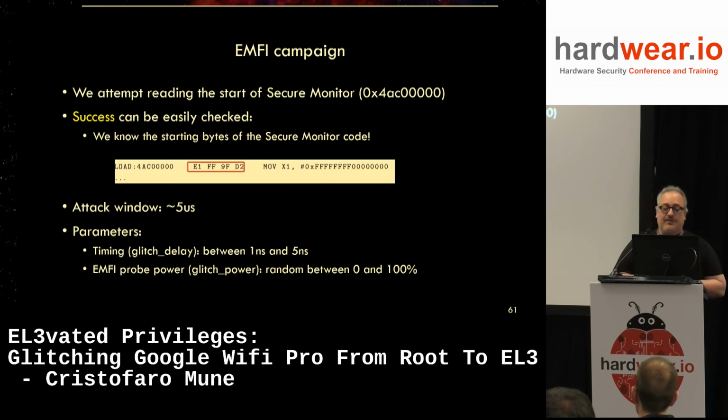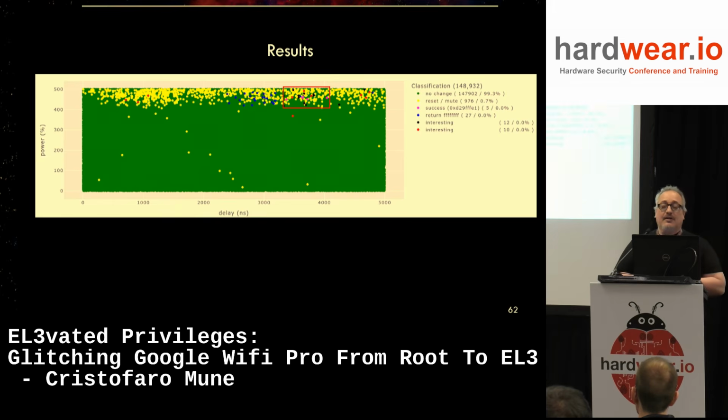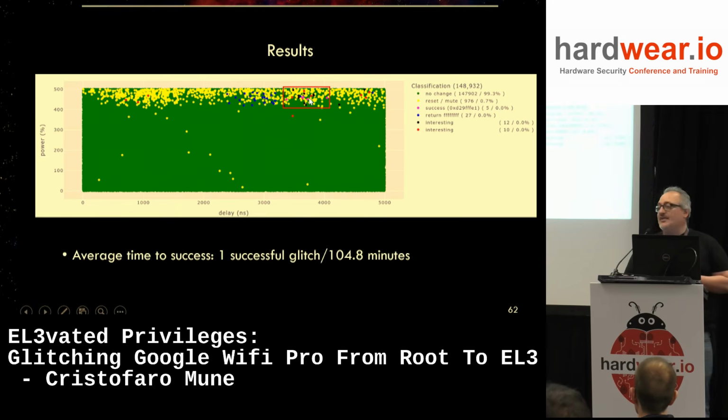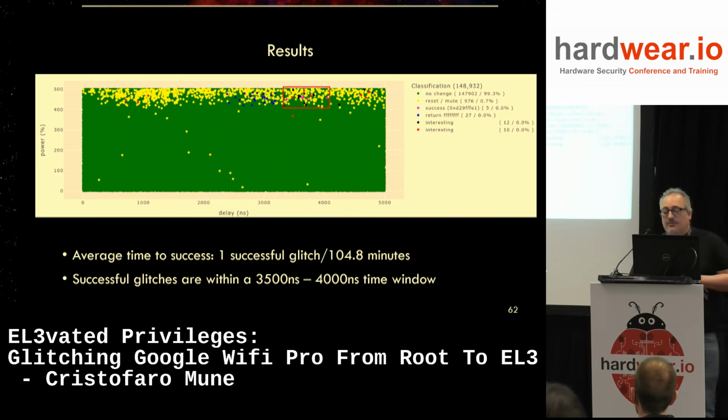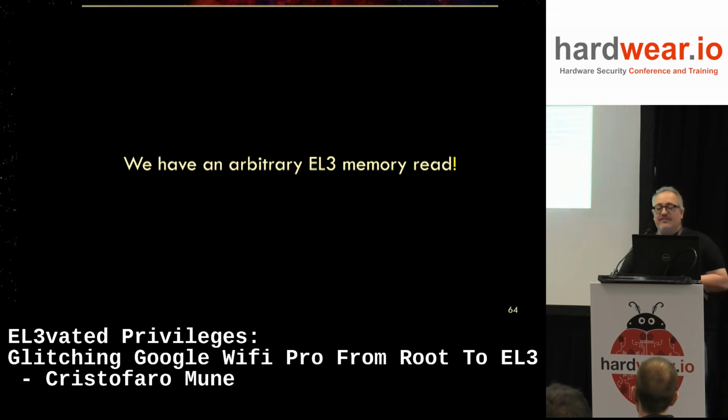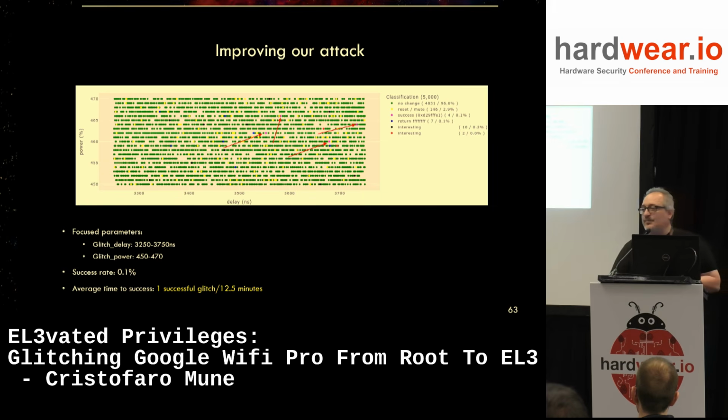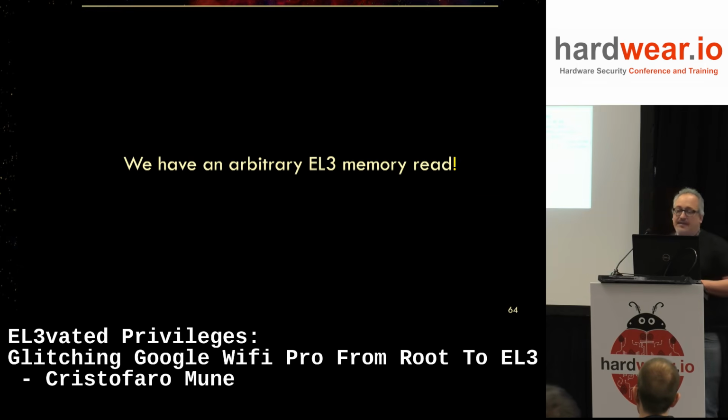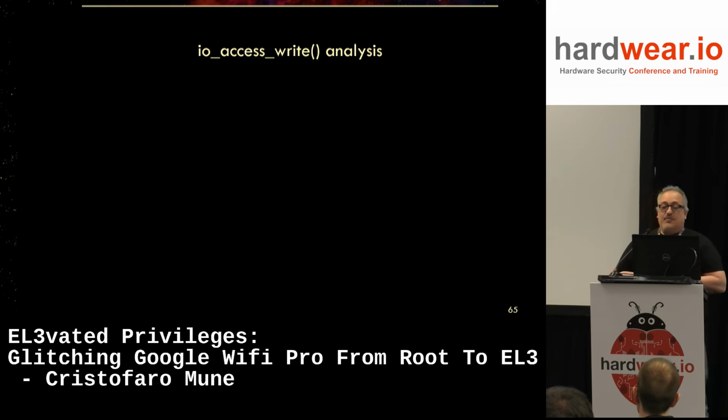The attack window is 5 microseconds. We apply the same parameters as before, and it turns out that you see some purple over here where we are successful. Now we have one successful glitch every 1 hour and 40 minutes at the start, but we have improved quite a little bit in parameters, so we end up with one successful glitch, so we can read arbitrary memory every 12 minutes. That's basically it. We have an arbitrary memory read.